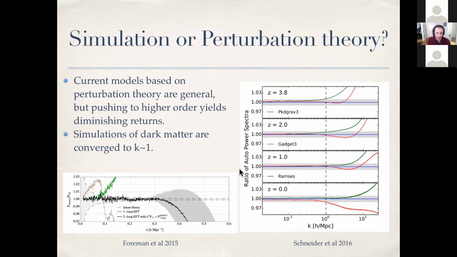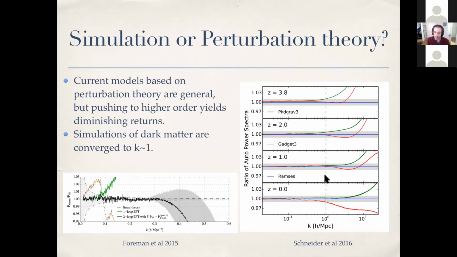But luckily, we do have the ability to make predictions for these statistics on smaller scales, and those come from simulation. That's what's being shown in this figure, where we're comparing the prediction of simulations from a variety of different simulation codes. Those are the different colored lines at a few different redshifts, and they're just taking the ratio to some fiducial simulation measurement.